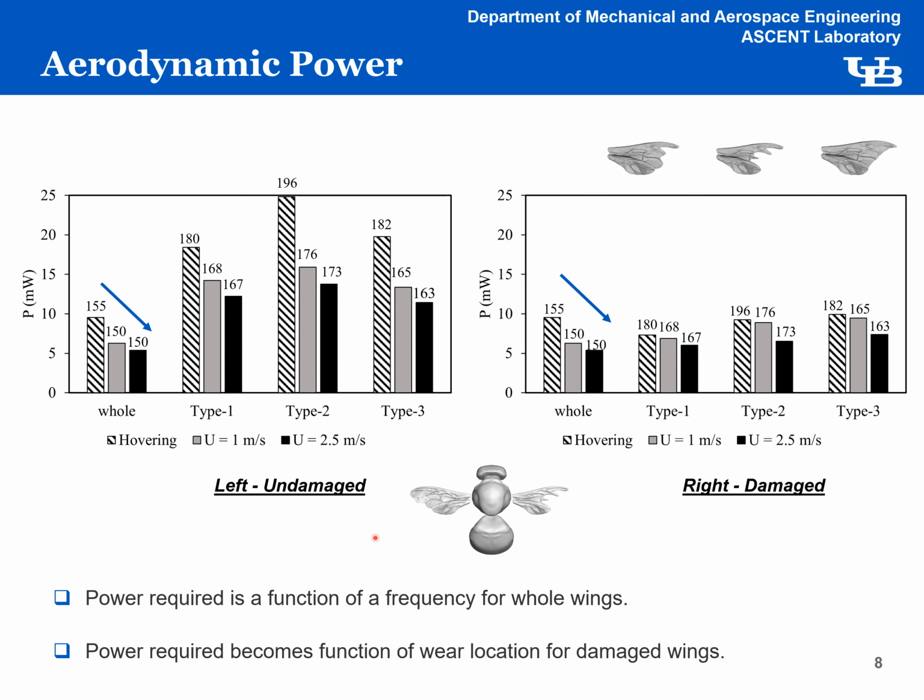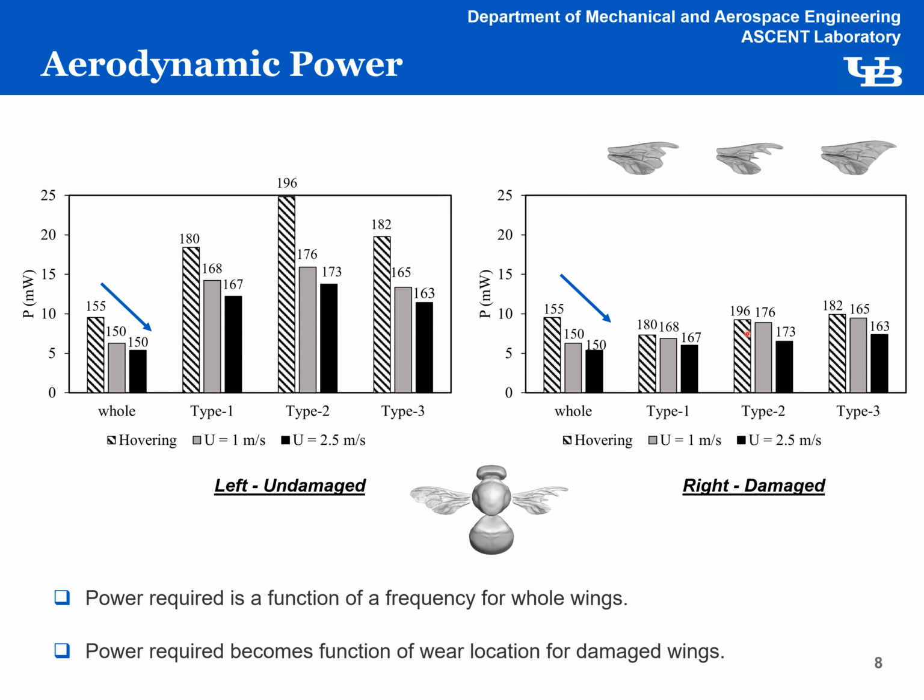Now the power requirement decreases with increasing velocity, as can be seen from the figure on the left. This trend with respect to velocity remains the same in the damaged wings as well, as you can see from the figure on the right. However, power is no longer a function of frequency in the damaged wing, as each model has different wear and different wing planar area.